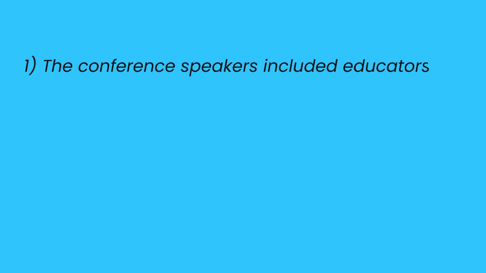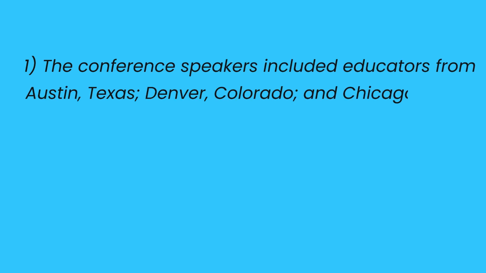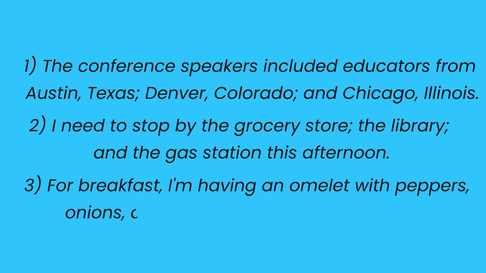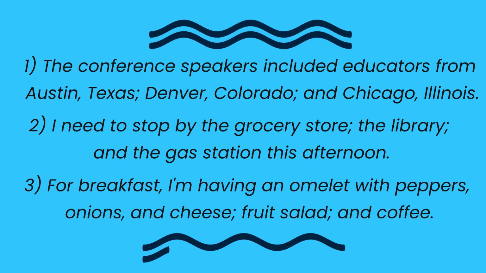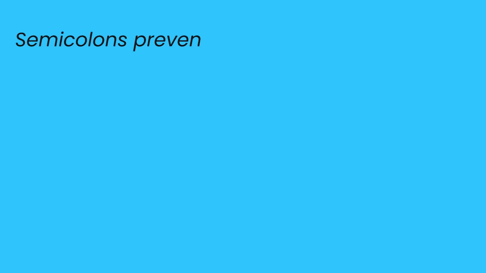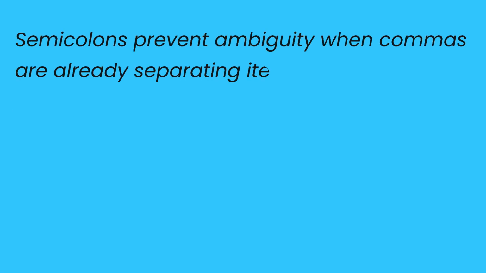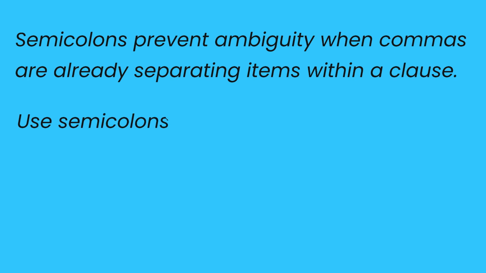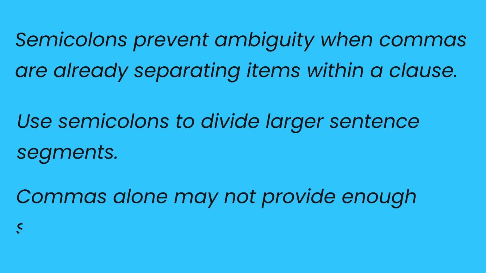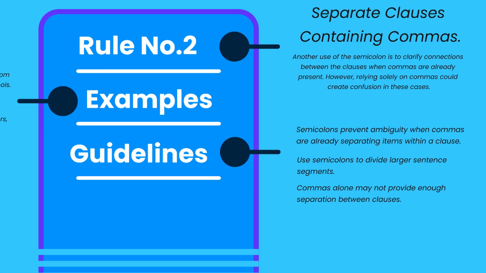Examples. The conference speakers included educators from Austin, Texas; Denver, Colorado; and Chicago, Illinois. I need to stop by the grocery store; the library; and the gas station this afternoon. For breakfast, I'm having an omelet with peppers, onions, and cheese; fruit salad; and coffee. Guidelines. Semicolons prevent ambiguity when commas are already separating items within a clause. Use semicolons to divide larger sentence segments. Commas alone may not provide enough separation between clauses.